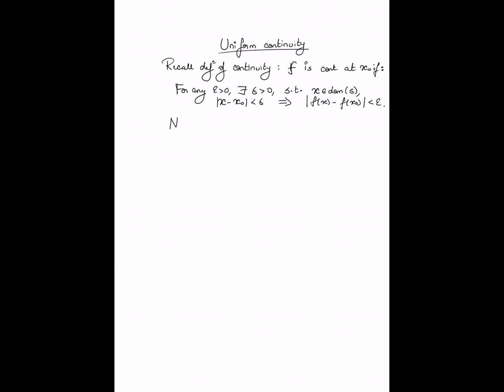Now the main thing to note here is that the choice of delta that you're able to produce clearly depends on epsilon, right? The smaller the epsilon, in general, the smaller will be the delta, right? You need to be that much closer to x0 to guarantee that the function value is within some smaller epsilon distance of f of x0. So this delta that you produce clearly depends on epsilon, but in general it can also depend on x0.